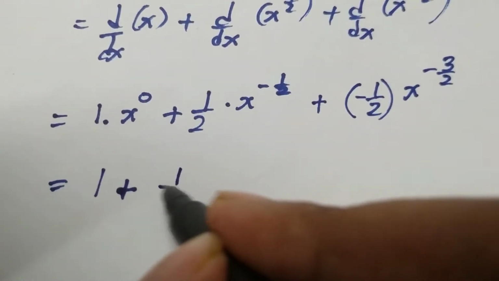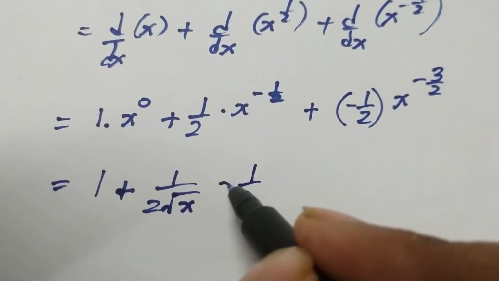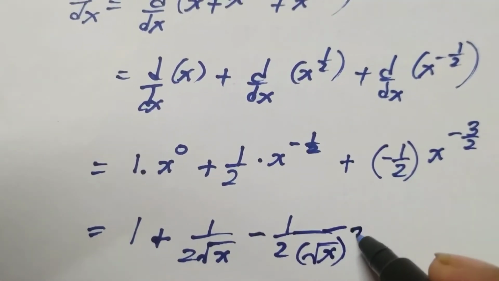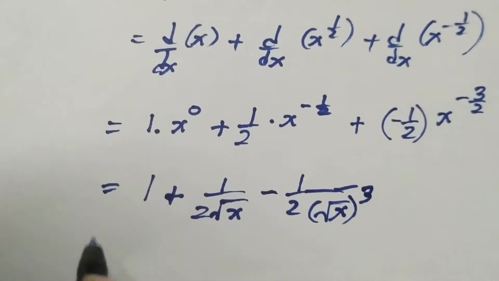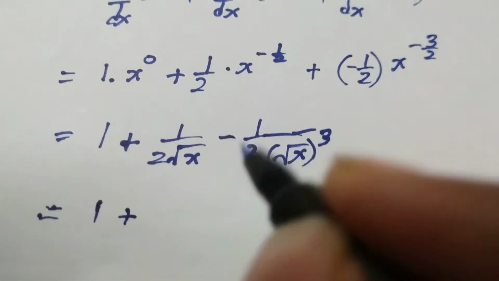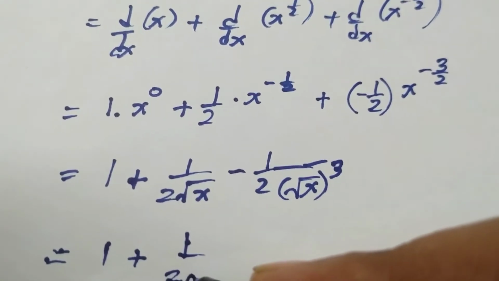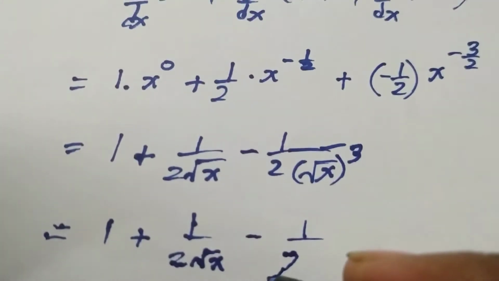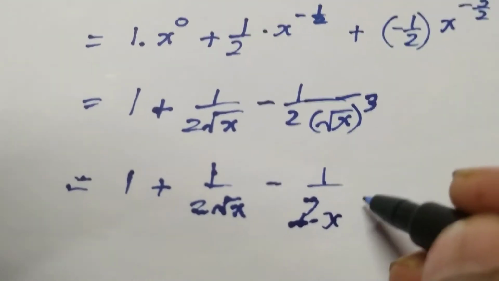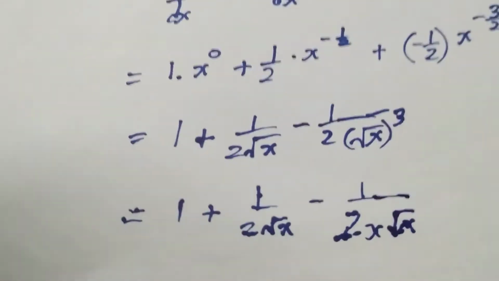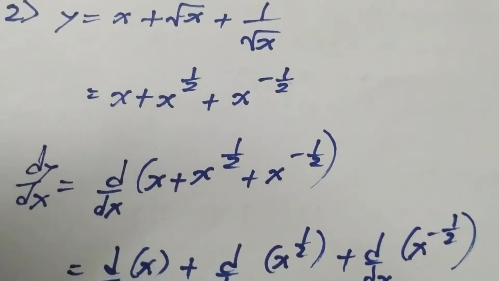Now x to the power minus half is 1 by root x, therefore we can write this as 1 by 2 root x, and we have here minus half and x to the power minus 3 by 2, that is root x cube, so x root x. So we can simplify this and write down 1 plus 1 by 2 root x minus 1 by 2 x root x. Okay, so this will be the differentiation of this given curve.